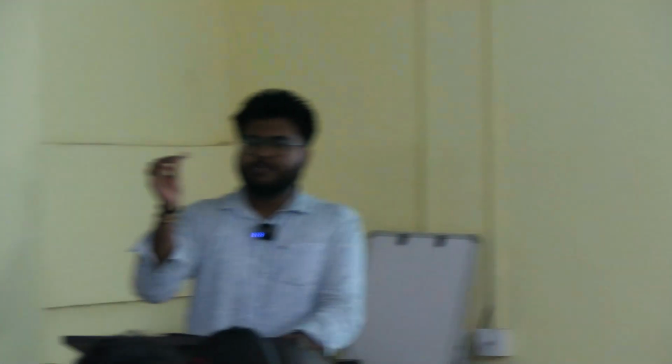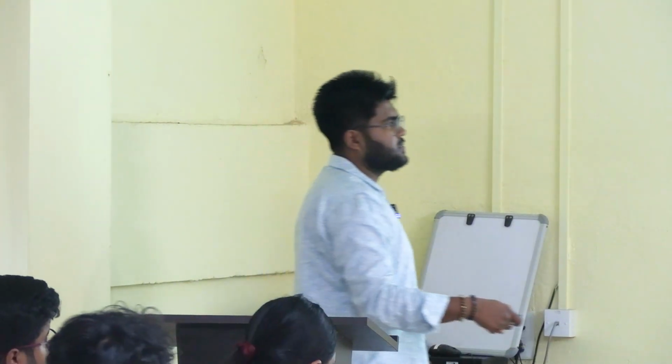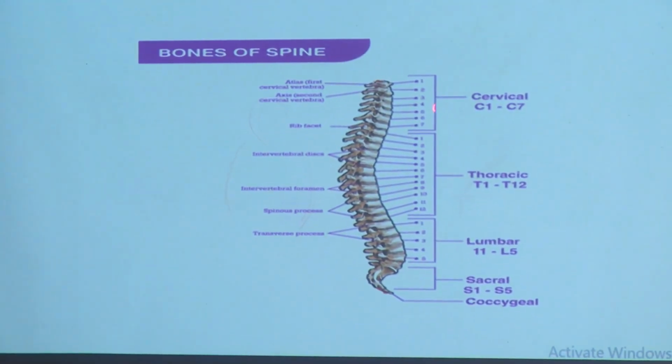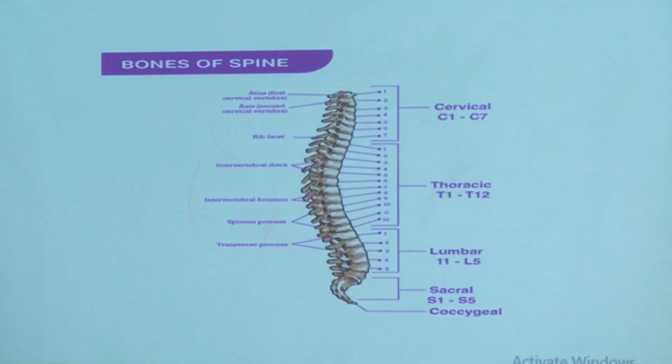So today I'll be discussing your cervical vertebra. Okay, so where is it located? Your neck region. Okay, so first a little bit about this. This is called the spinal cord, or the vertebral column. So first there is your cervical, which is 7 in number.